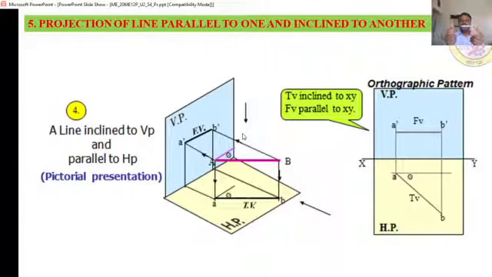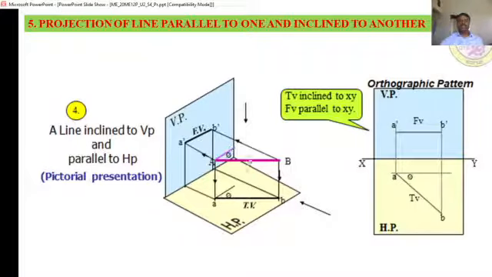Similarly, inclined to VP means it will tilt like this or like this, let us say like this. Now this is inclined to VP, but parallel to HP. So you will get the true length line in HP, or the top view. So inclined to VP, if you project the top view, this will be in true length.